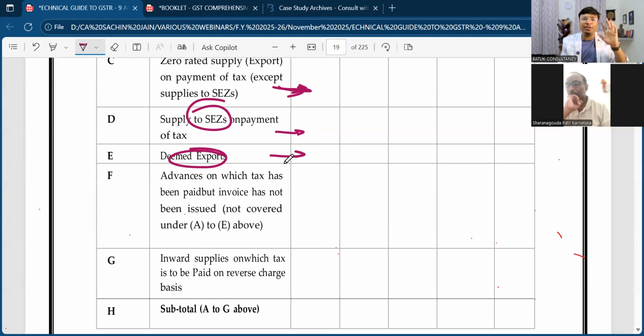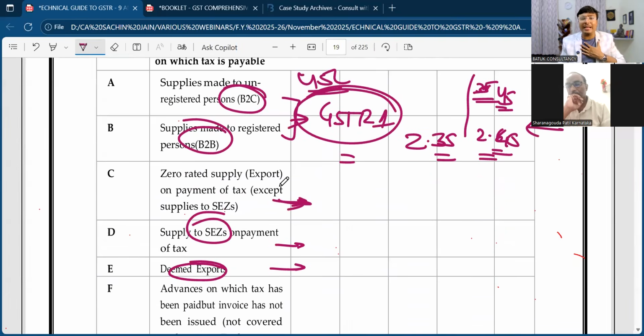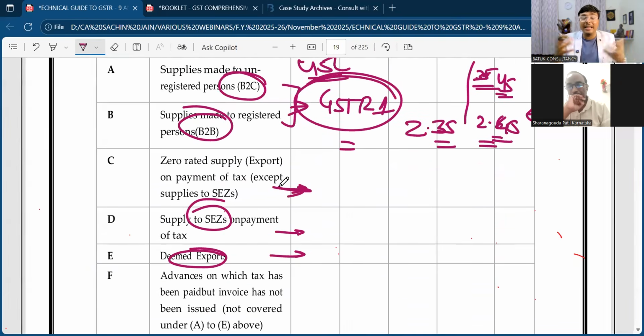Point number 4C is related to zero rated supply. Sir, when I am going to make an export, that is an outside India supply, that will be called zero rated supply. Okay, that I need to show here. That is 4C.